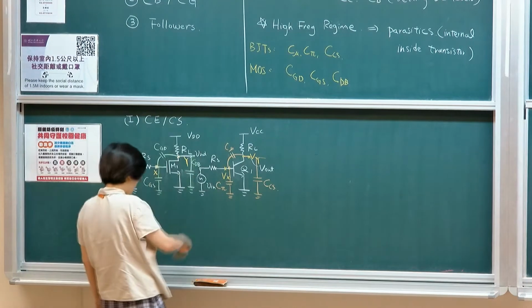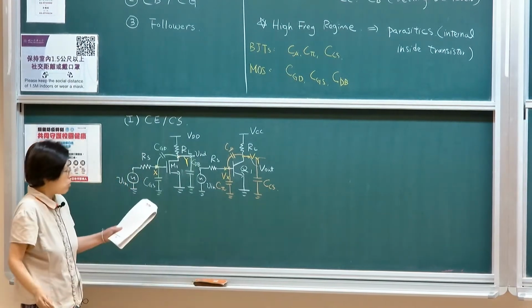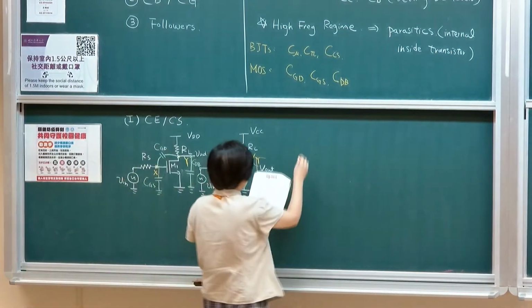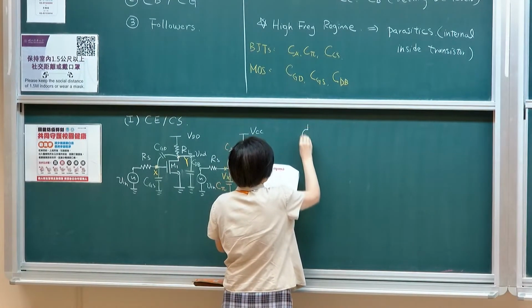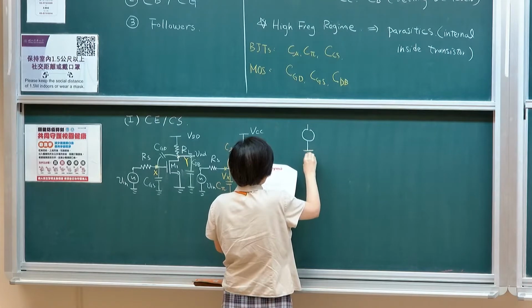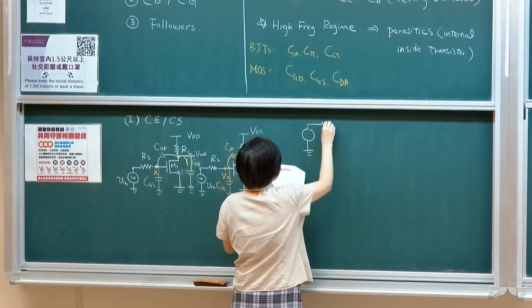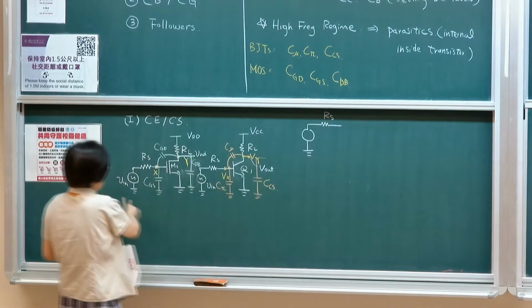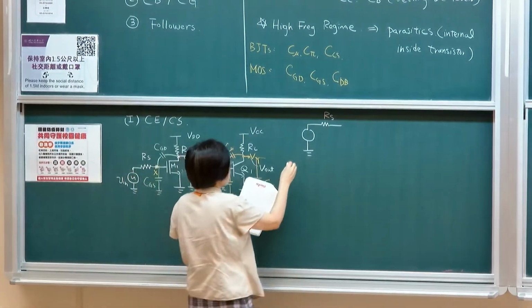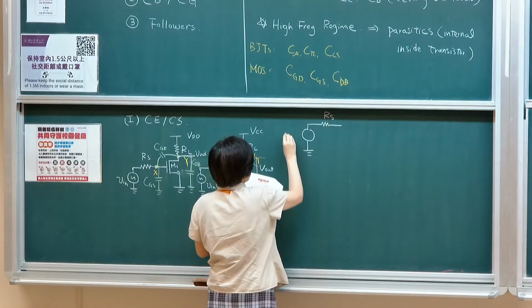So once we have this, we can construct an equivalent circuit. Both circuits can be rearranged with a Thevenin equivalent, RS. So you do a Thevenin equivalent at the input terminal. So this will be V Thevenin.